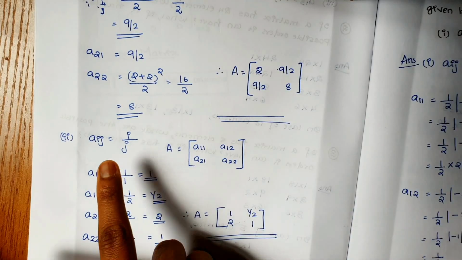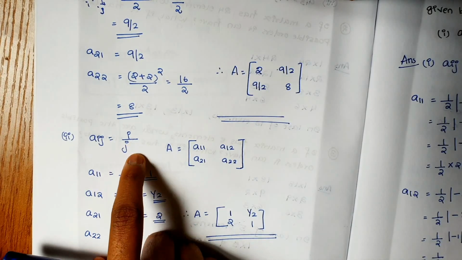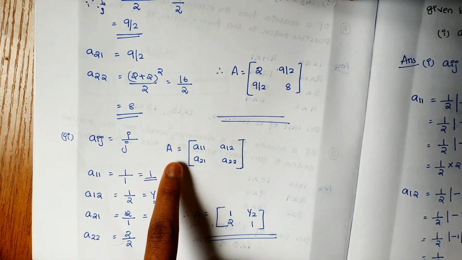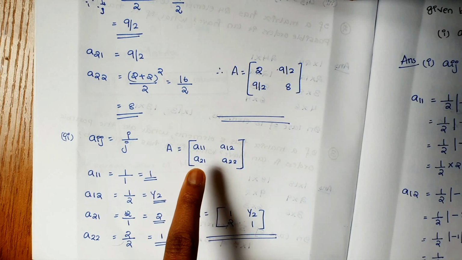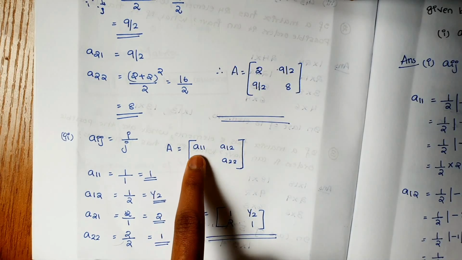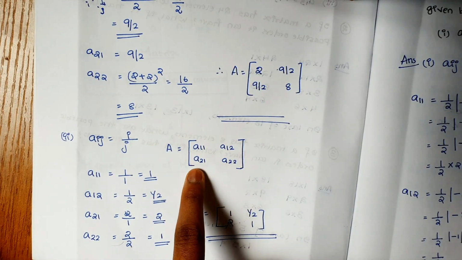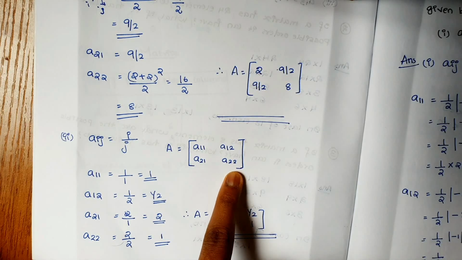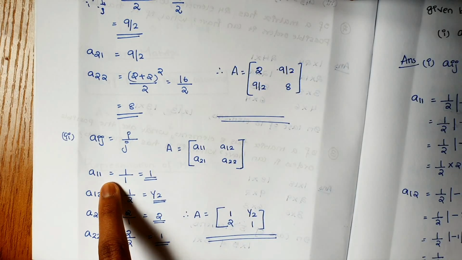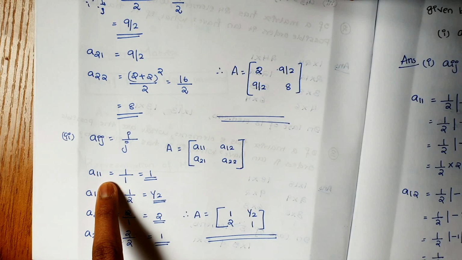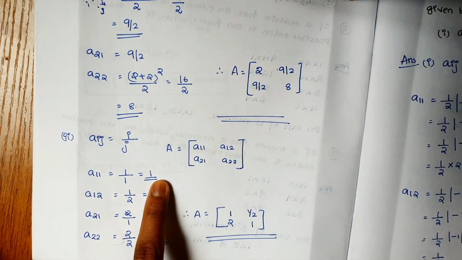Next question, second question. Aij is equal to i by j. So, first we have to write the matrix, students. It is a 2 by 2 matrix. So, A11, A12, A21 and A22 are the elements. First, we have to find A11. Here i is equal to 1 and j is equal to 1. So 1 by 1, that is equal to 1.